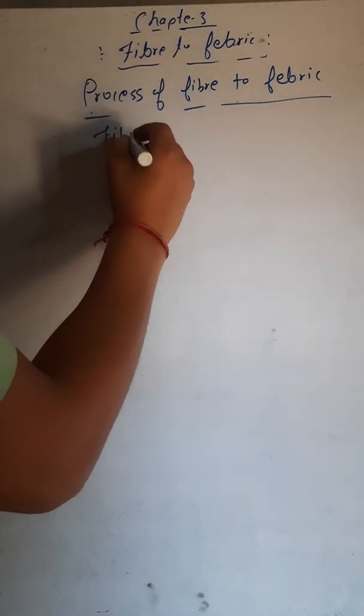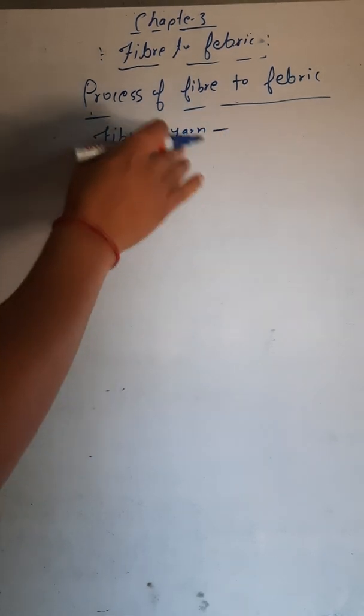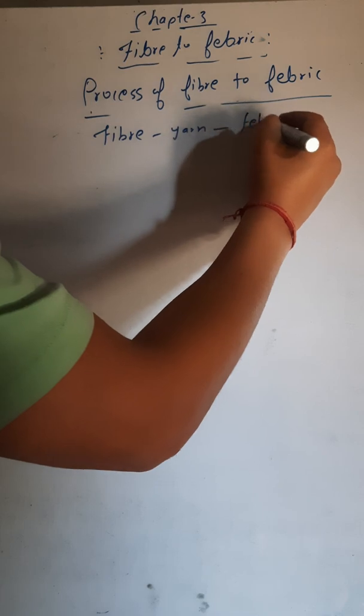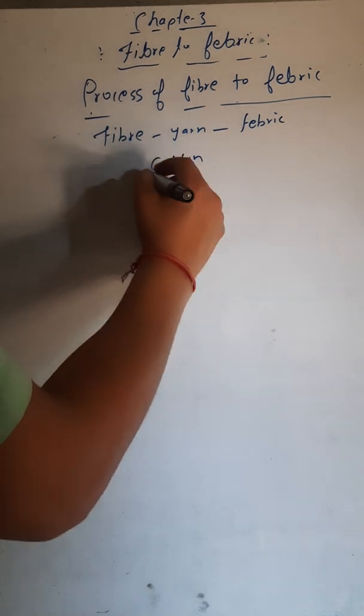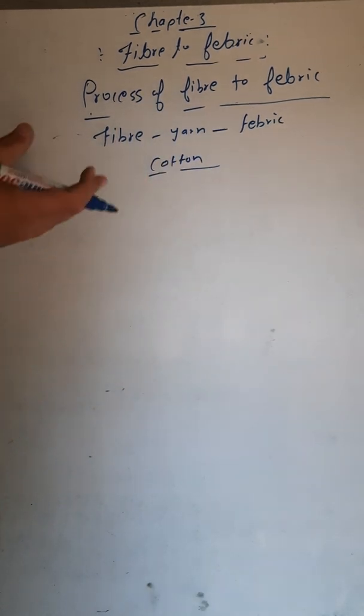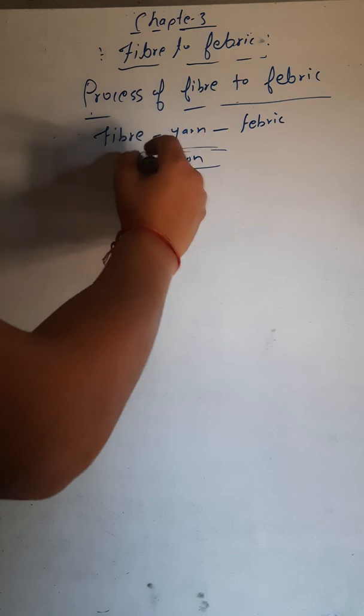If you see the process, it is just like this. First, from the fiber we make yarn, and then out of yarn we make the fabric, that is cloth. So this is the process. First we are going to study cotton, meaning how we process the cotton and how we make fabric out of cotton. So let's study.